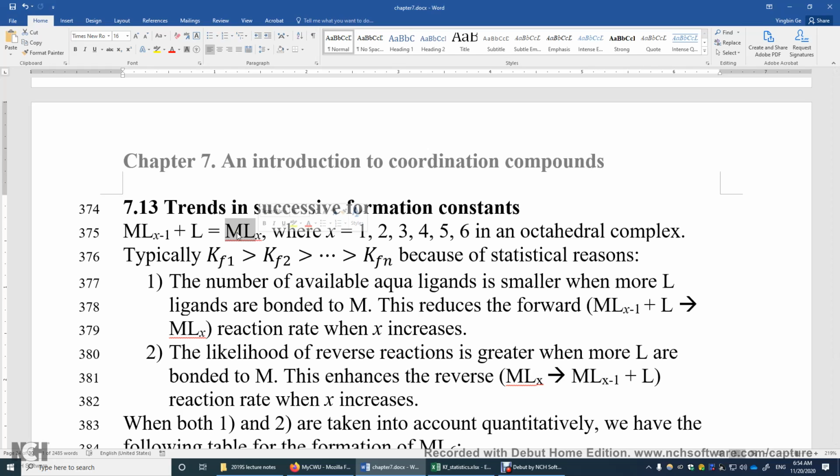less aqua ligand. And X can be 1, 2, 3, 4 in a tetrahedral complex, or 1, 2, 3, 4, 5, 6 in an octahedral complex. Typically, Kf1 is greater than Kf2, Kf2 is greater than Kf3, Kf3 is greater than Kf4.